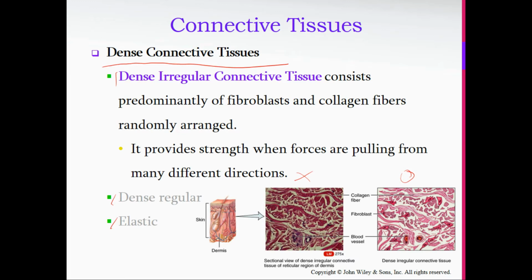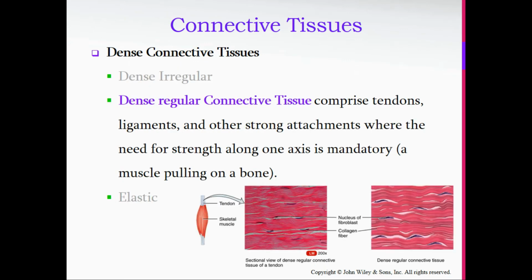So if you look, you can see here, in this drawing, there seems to be no general pattern. They're just kind of randomly running in all directions. The next kind is dense regular, and we see a distinct difference. Here, all of the fibers are running in the same direction.